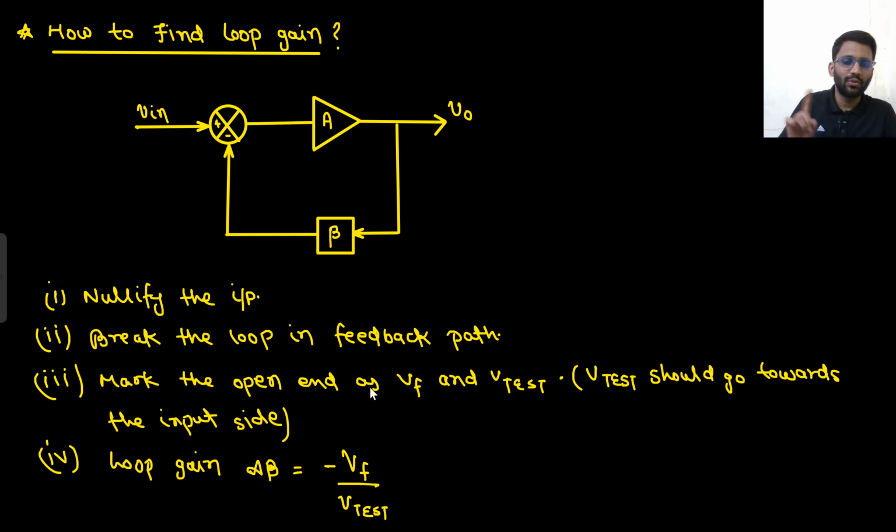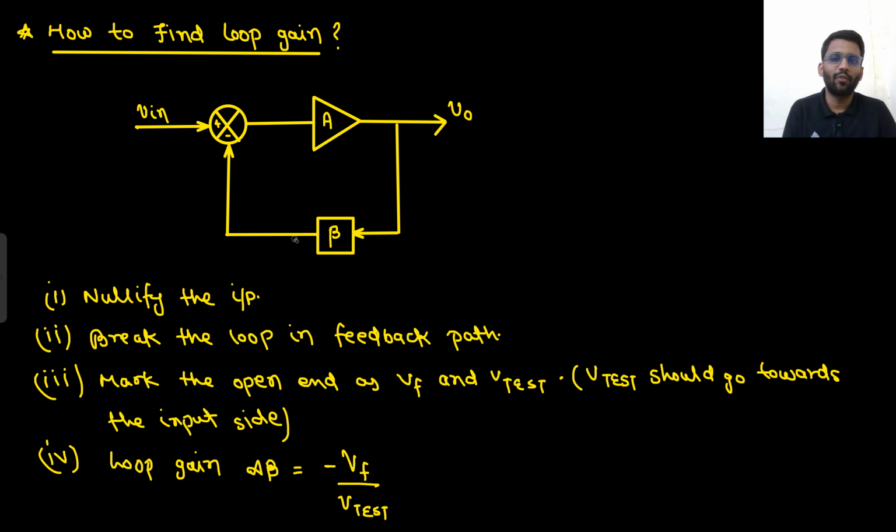Then I will apply two signals, VF and V test. VF always needs to be applied near the feedback factor, and V test always needs to be applied near the input supply. So what will be your loop gain? Loop gain will be minus VF by V test. So this is the method. You are not going to understand anything by the method alone, but let's see it in the example.